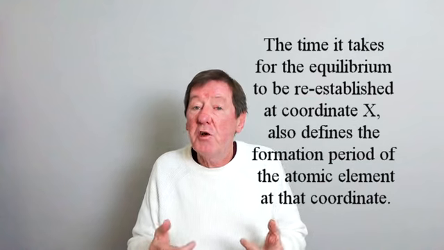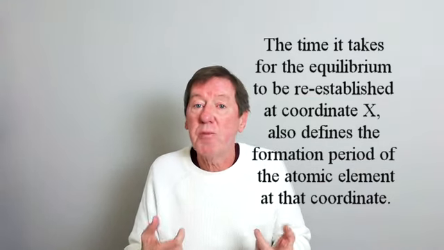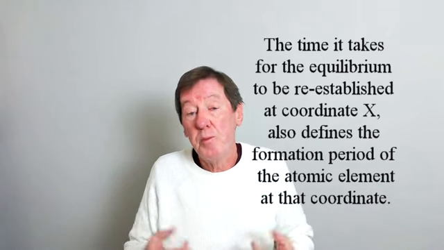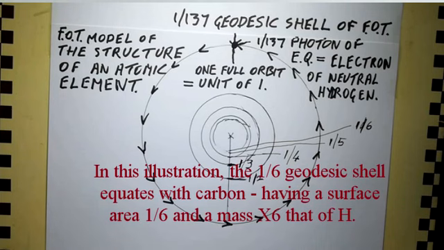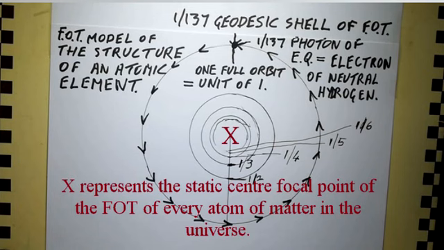The time it takes for a photon to make one orbit of the internal shell also represents the specific period of time it takes for the re-establishment of the equilibrium to be completed at the coordinate x, therefore representing the perceived atomic mass of that element. Now, the most obvious important consideration regarding the scenario I've just described is that all atomic elements have only one nucleus, X, at the centre.